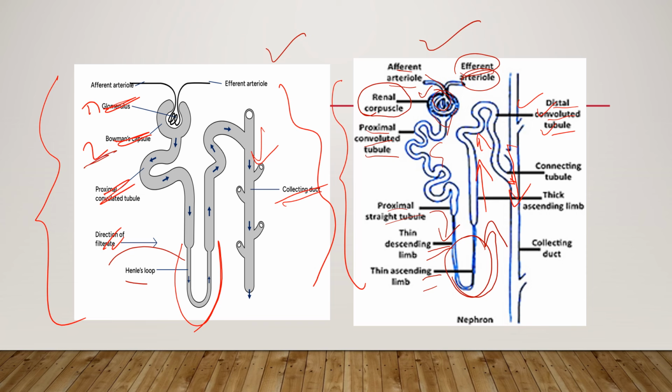You are getting a label: this is the Bowman's capsule, right? So you will name the number 2 and state its function. Name this part, and suppose this is 4, name 4 in the diagram and state its function. Now here, the collecting duct, if it is labeled as 5, they will tell you to name the part labeled 5 in the diagram and state its function.